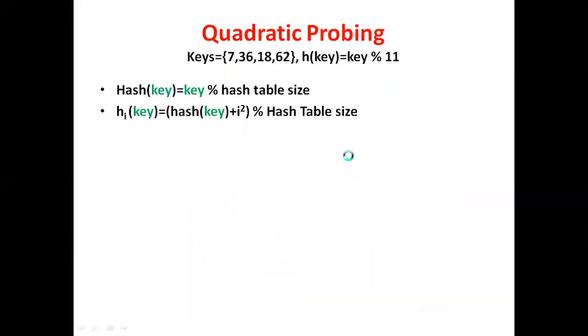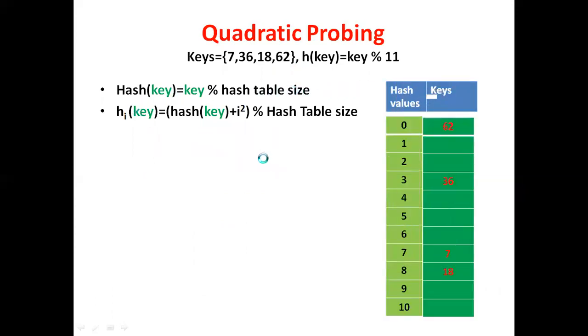So if you are trying to insert these keys 7, 36, 18, 62, and the hash function is key modulus 11, this is the solution. Initially take the 7. 7 modulus 11 means 7 is the answer. At the seventh bucket 7 is inserted. Again 36 modulus 11 means 3 is the remainder. 36 is successfully inserted, no collision. Now 18. 18 modulus 11 means 7. So 7 is already filled by 7.